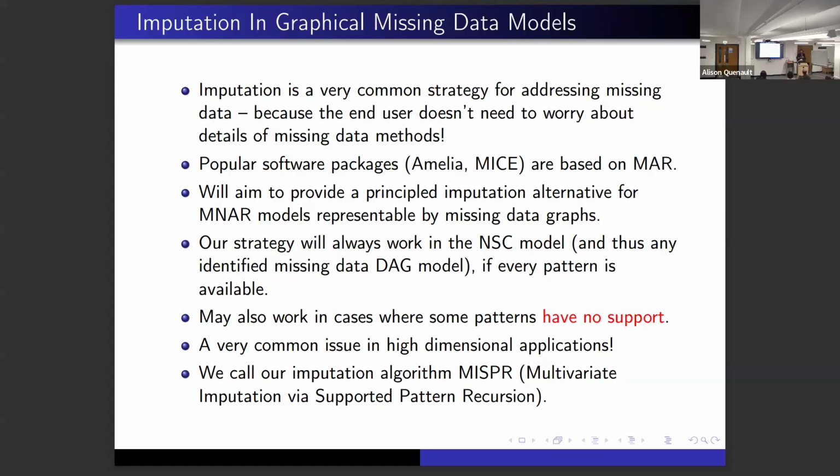Okay, so if you want to apply missing data methods in a principled way in high dimensional problems, and I think we all do, it's probably worth thinking about this question because you're going to have a lot of missing data patterns with no support. You probably still want to run something, right? Okay. So we have this algorithm, it's called MISPER, which stands for multivariate imputation for supported pattern recursion. Why that? Because it had to have a cutesy acronym, and that's just not negotiable, I guess.